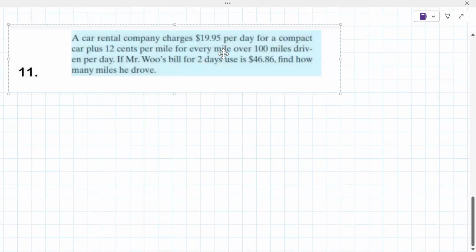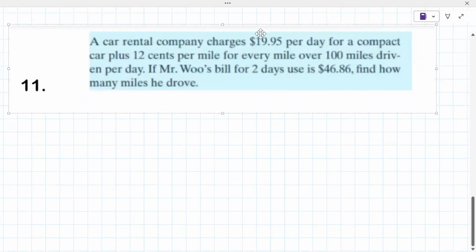A car rental company charges $19.95 per day for a compact car. That's a fantasy. It's like triple that now. Plus 12 cents per mile for every mile over 100 miles driven. If Mr. Wu's bill for 2 days use is $46.86, find how many miles he drove.